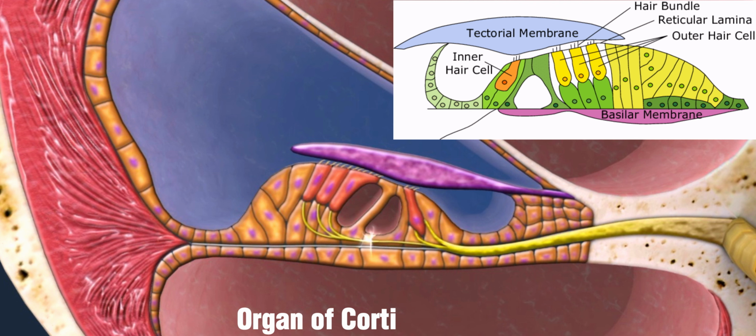Tectorial membrane. This is a gel-like membrane that covers the hair cells of the organ of Corti. When sound waves enter the cochlea, they cause the tectorial membrane to move, which in turn causes the hair cells to bend and generate neural signals.